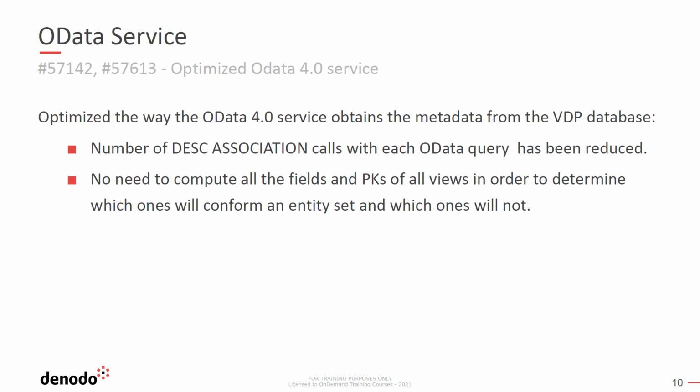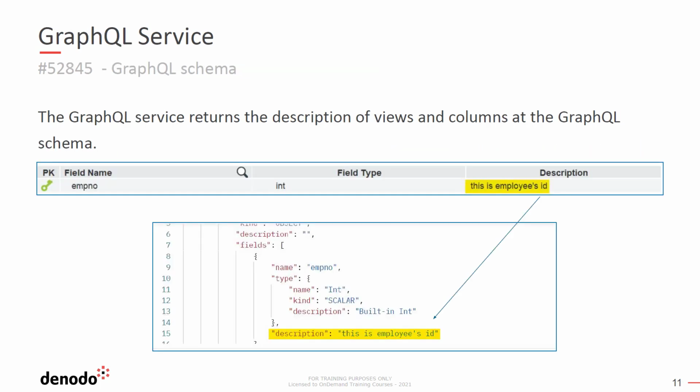Also, the way the OData 4 service queries the virtual data port metadata database is optimized. This removes the need to compute all the fields and primary keys of all the views, thereby reducing the number of metadata queries executed. With respect to the GraphQL service, if you have defined a description for the fields or the view, it can now be retrieved using the GraphQL query, just like how you see in the data catalog.